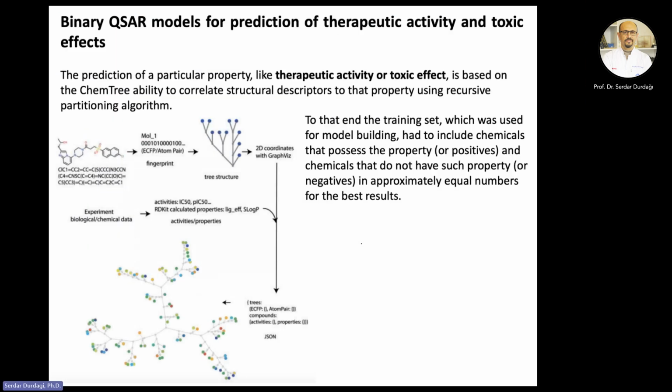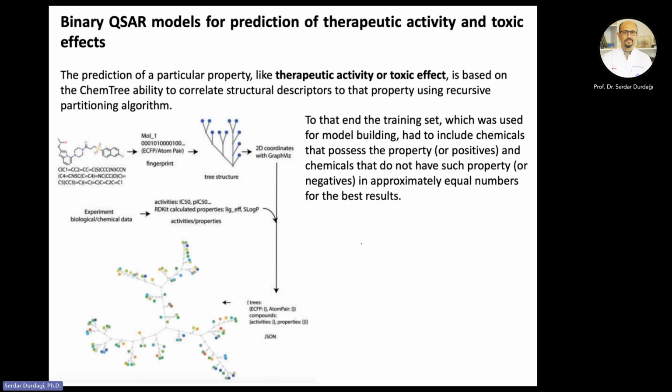So we have already mentioned this. How do the binary QSAR models predict the therapeutic activity? Well, the prediction of a particular property, let's say cancer QSAR, like the therapeutic activity or toxic effect, is based on the chemistry's ability to correlate structural descriptors to that property using a recursive partition algorithm. So here you have your molecule with the SMILES code. You will get the fingerprints, and then you will create the structures, and based on the experimental chemical or biological data, it can be physical chemical properties.